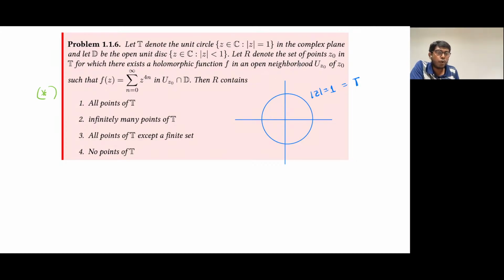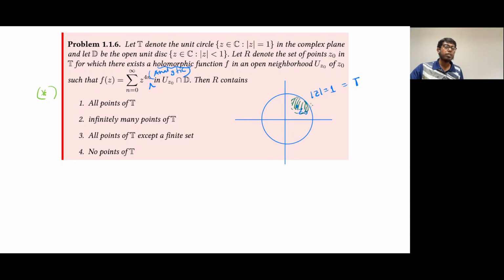And let R denote the set of all points Z0 in T for which there exists a holomorphic function f in an open neighborhood of Z0. So I take a Z0 here, and f(z) is analytic in a neighborhood of Z0. Let me mark a neighborhood. So if the function is analytic in this neighborhood, then that Z0 is in R.